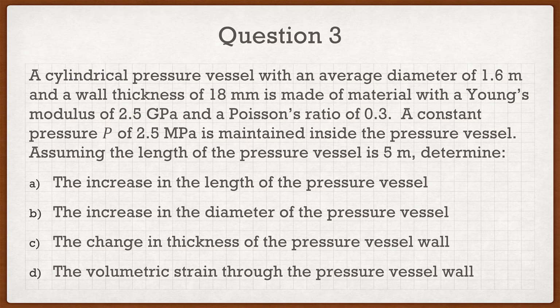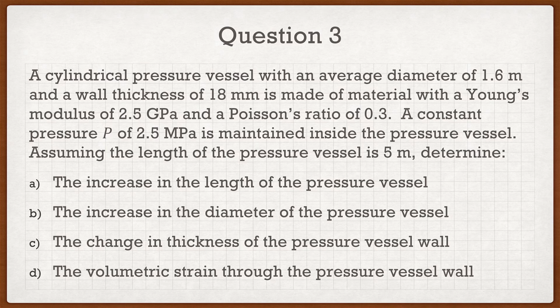Question 3 says a cylindrical pressure vessel with an average diameter of 1.6 meters and a wall thickness of 18 millimeters is made up of a material with a Young's modulus of 2.5 GPa and a Poisson's ratio of 0.3. It says a constant pressure P of 2.5 is maintained inside the pressure vessel. Assuming the length of the pressure vessel is 5 meters, determine, and then it basically wants 4 different things. However, as we'll see, they're all related to one simple thing in the end.